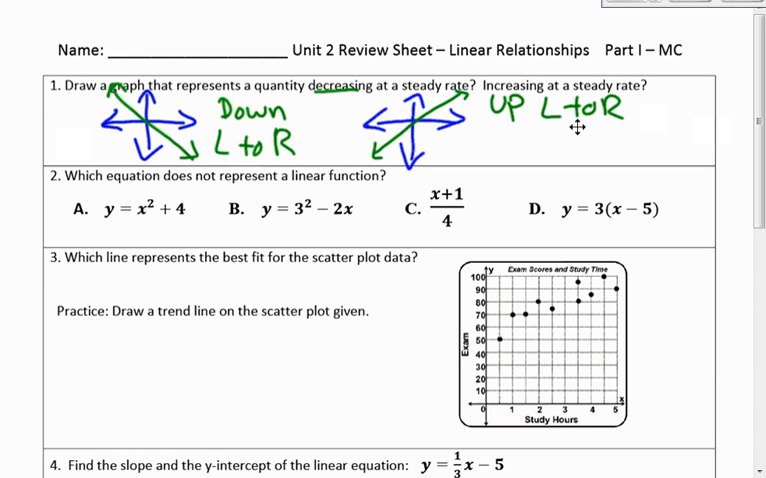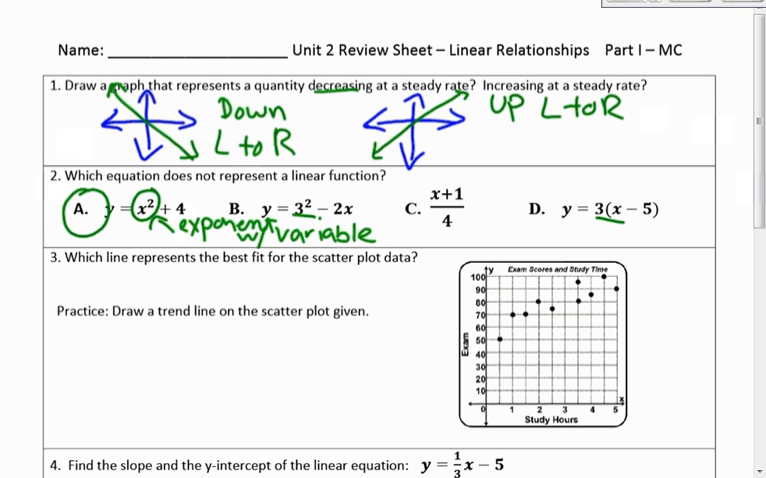For number 2, which equation does not represent a linear function? If you take a look at the slope on each of them, when there is an exponent with the variable, that's how you know that their equation is not linear.